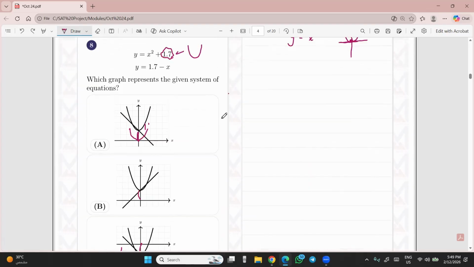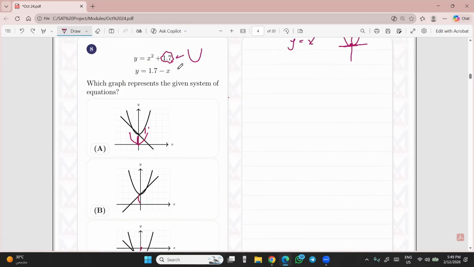Now the part that differentiates A and B is the second one. Here y is equal to 1.7 minus x. If we consider the function y is equal to mx plus b, the number that comes beside x is called the slope. And if the slope is negative, the graph should be like this, a backslash. Backslash makes the slope negative. And here the slope is already negative.